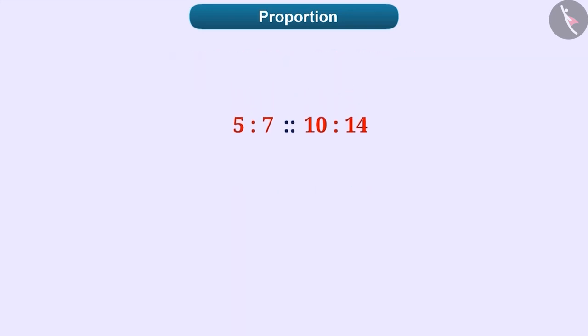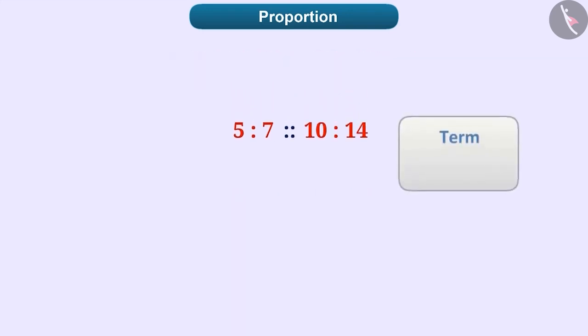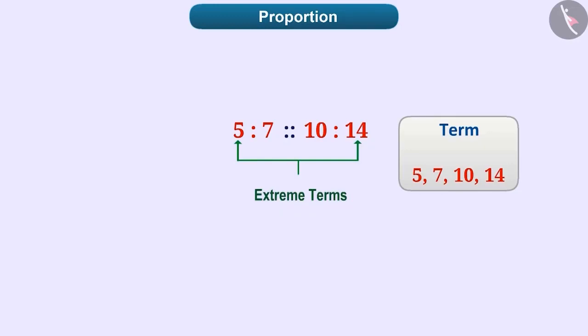Each quantity expressed in proportion is called a term. So in the given proportion 5:7 is proportionate to 10:14, 5, 7, 10 and 14 are terms. The first and the last terms among these terms are called extreme terms. For instance, in the given proportion, 5 and 14 are extreme terms. Similarly, the second and the third terms among these terms are called middle terms. For instance, in the given proportion, 7 and 10 are middle terms.